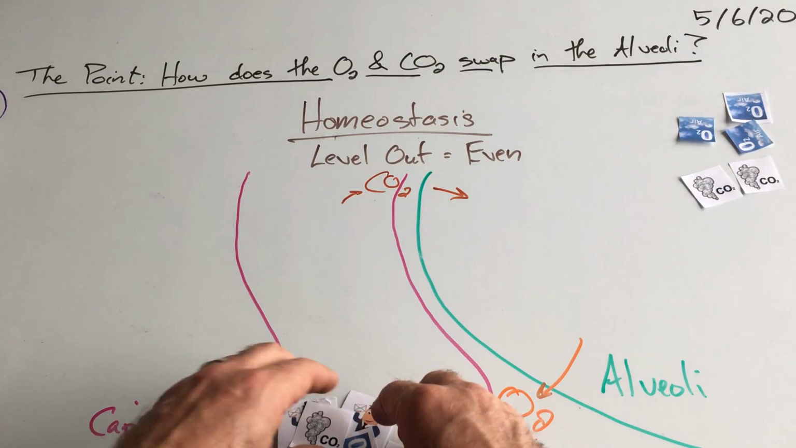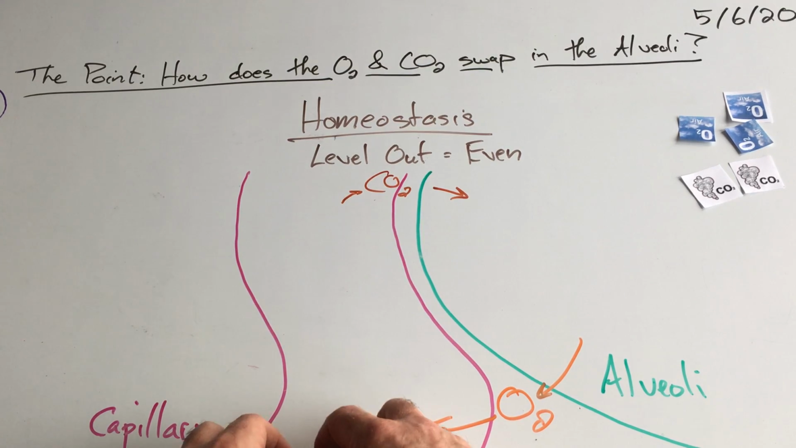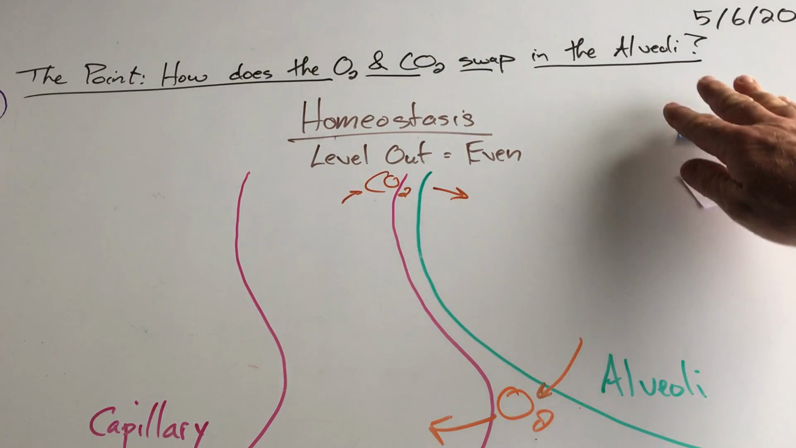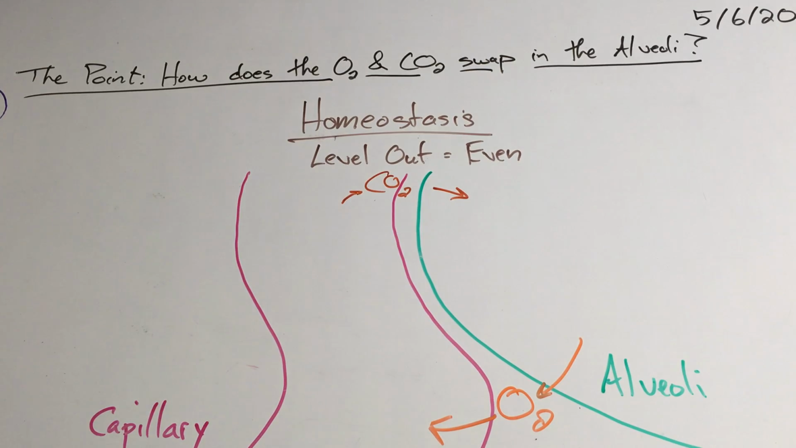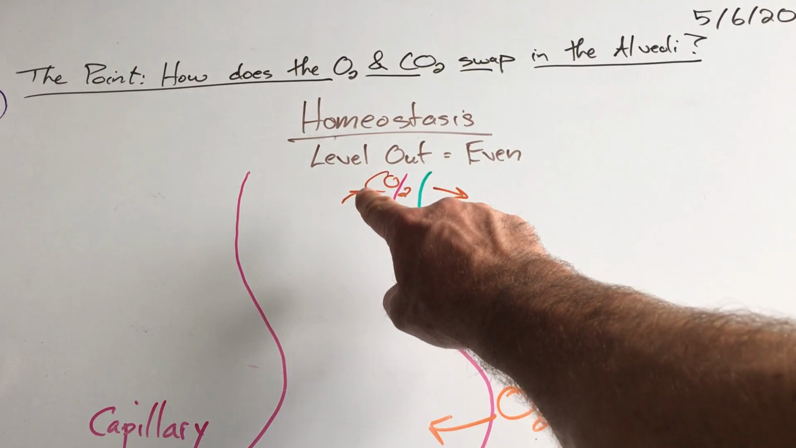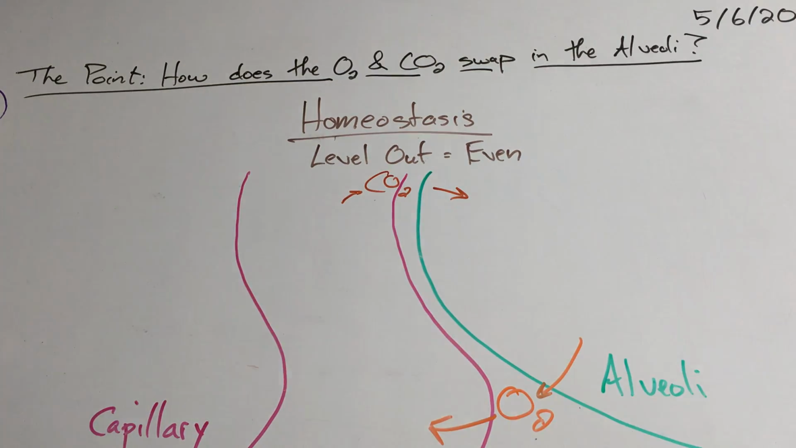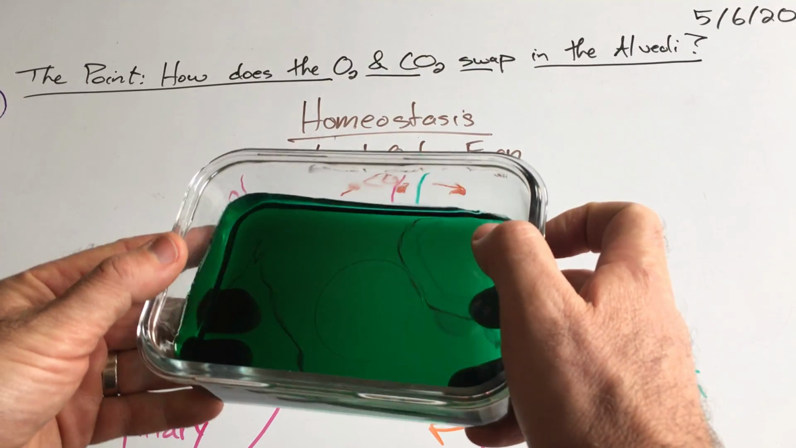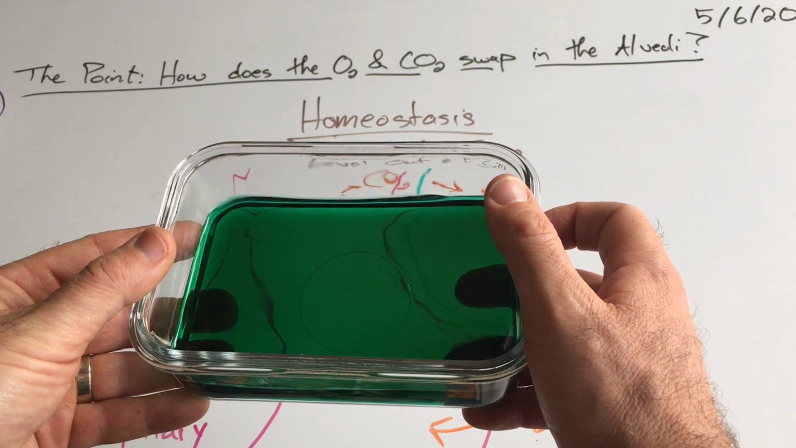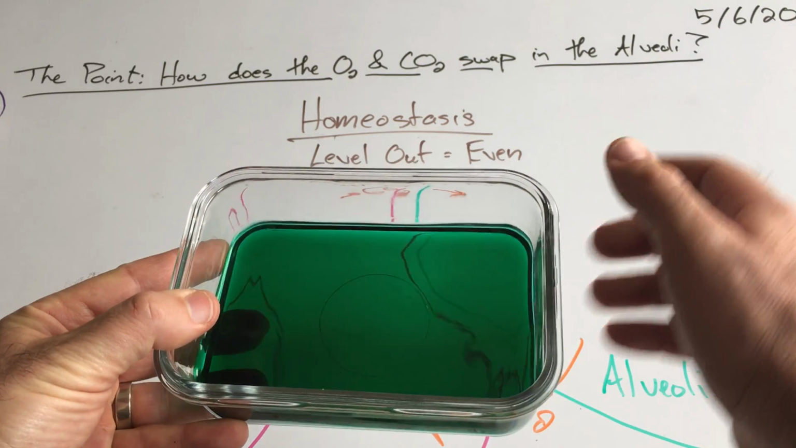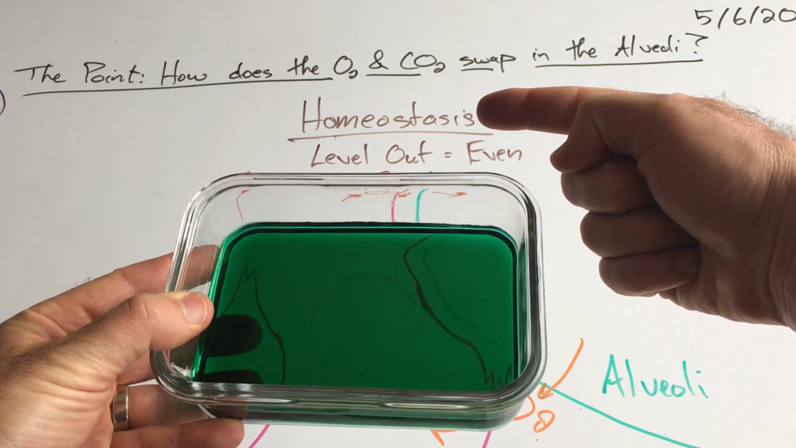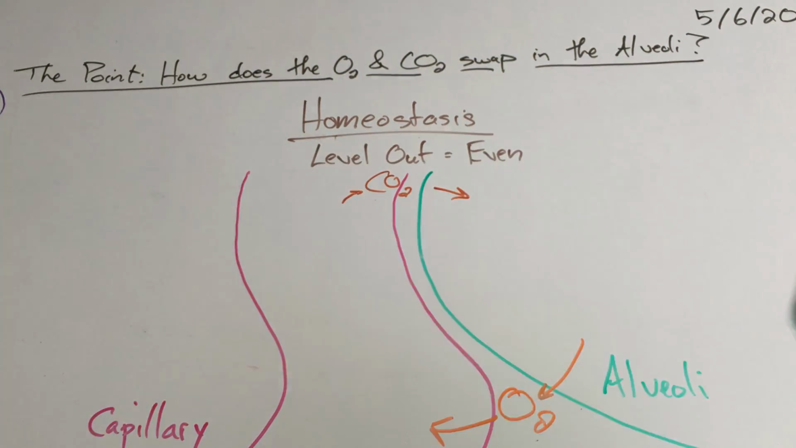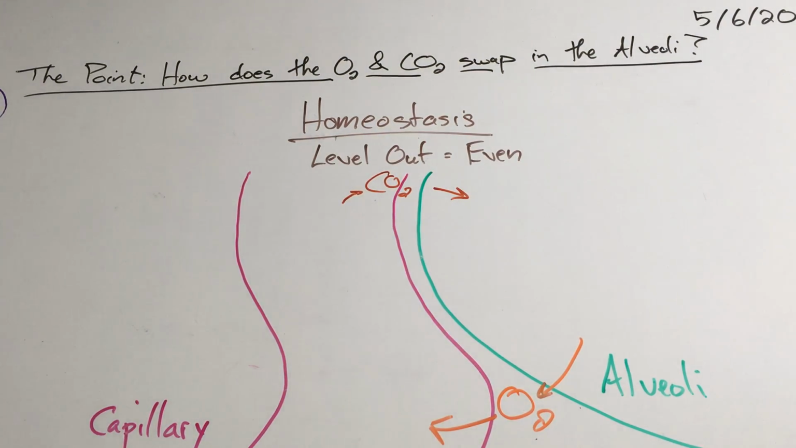So when this one little breath, this one little interaction is done, what is left is oxygen has left the air and gone into the blood. Carbon dioxide has left the blood and gone into the air. And why did that happen? Was it magnets? Was it a cannon? Was it grubby hands? No, it's homeostasis. It is simply that everything wants to even out in nature. So let's just see that one more time, and then we'll call it a class.